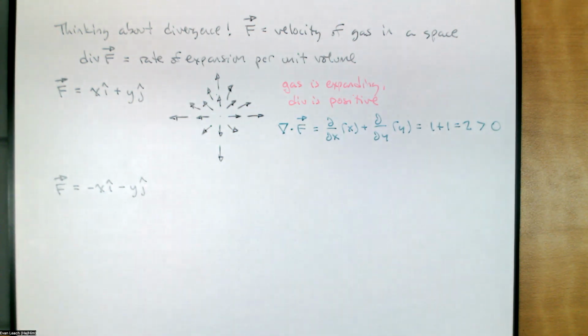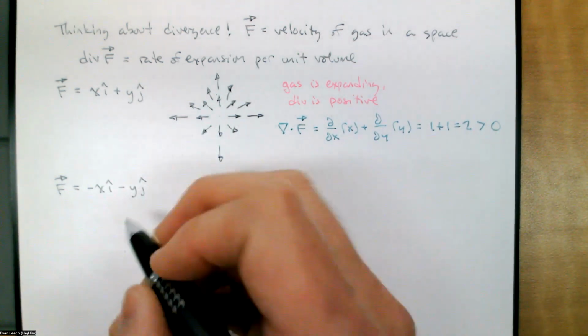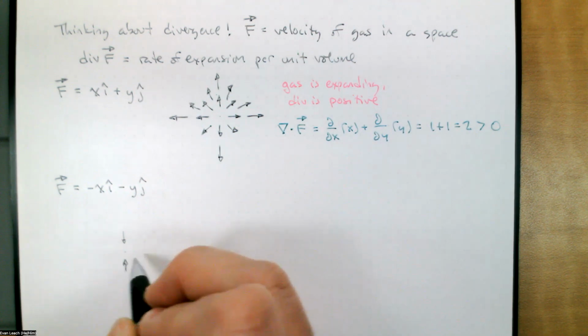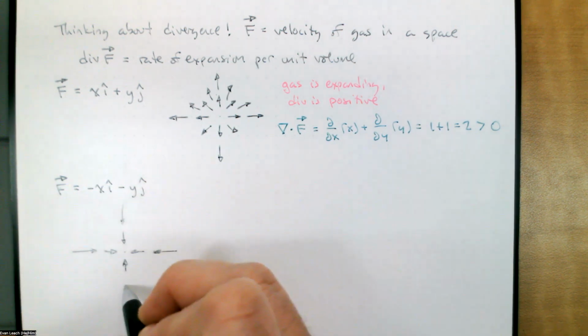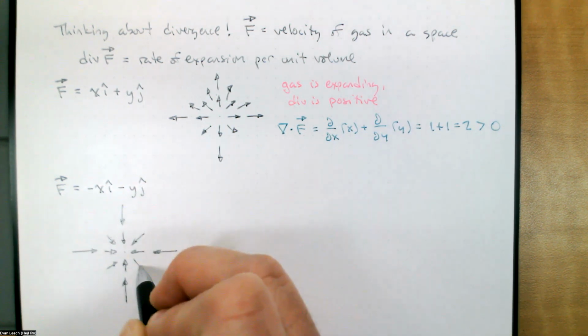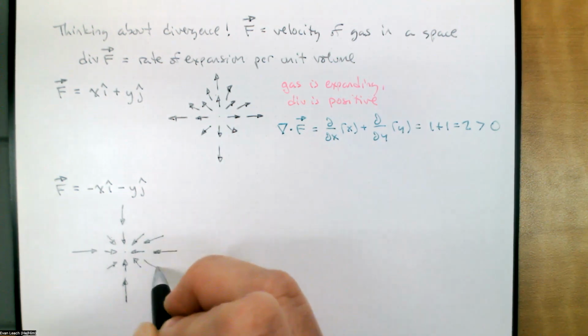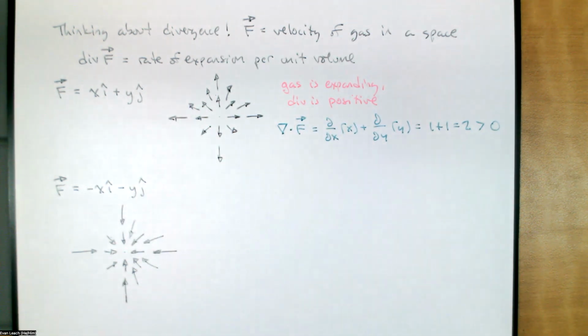So if I reverse the direction of everything, if I just take our expanding gas from this example and multiply by -1, just make everything go the other direction, turn everything around, so everything's going to be coming back. Here, it looks like the gas is compressing, so we expect the divergence to be negative.